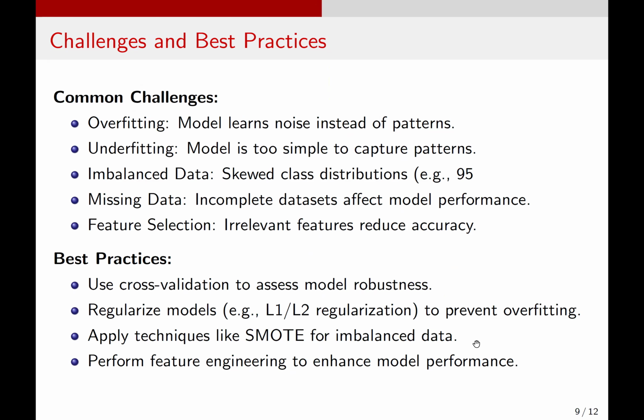Then there's feature selection too. For feature selection, maybe you have too many features. Those are too many inputs, right? You want to be able to narrow them down. And the process of doing this is feature selection. So you want to be sure that, knowing that irrelevant features reduce accuracy, you select the features that really matter.